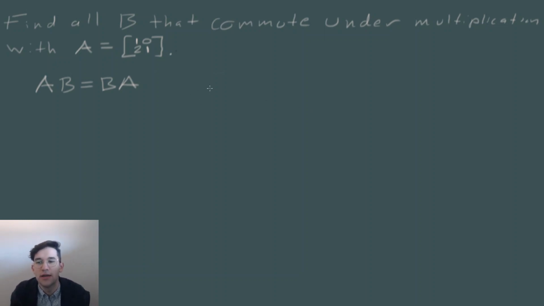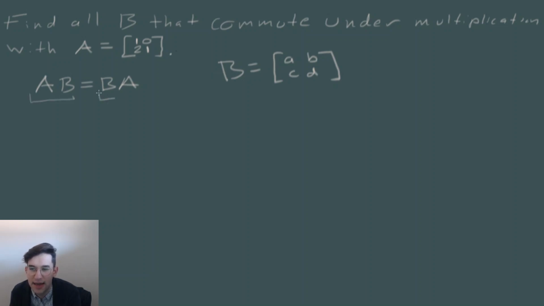So, how are we going to do this? Let's represent B as a matrix. It has the same shape, A, B, C, D, so 2 by 2. And we don't know what these elements of the matrix are. I think a good step would be to figure out what AB is and what BA is, in terms of these variables. So let's do some matrix multiplication.